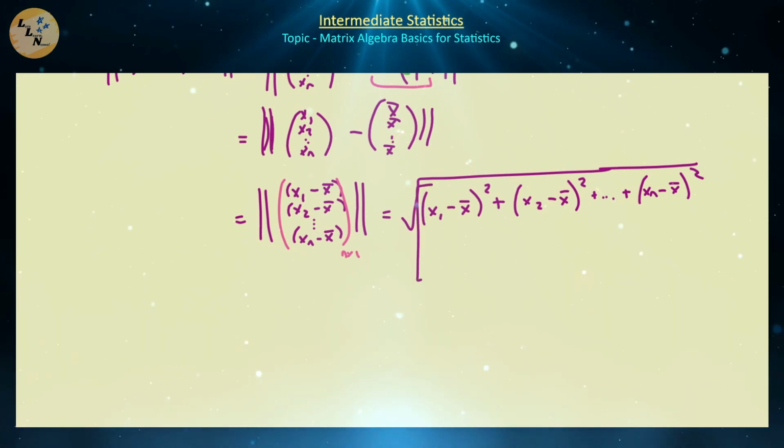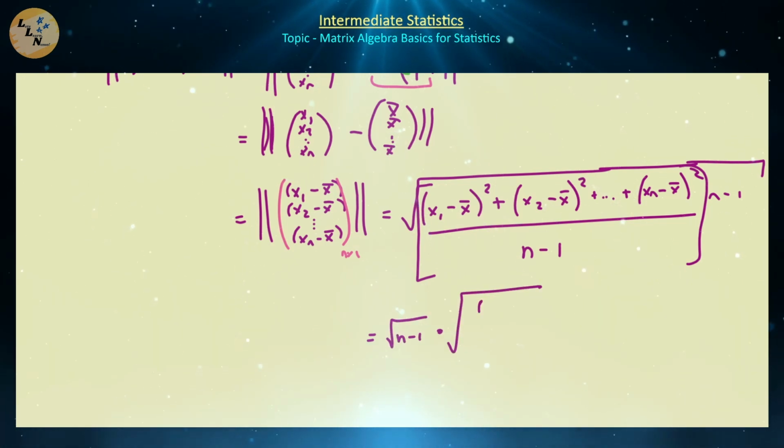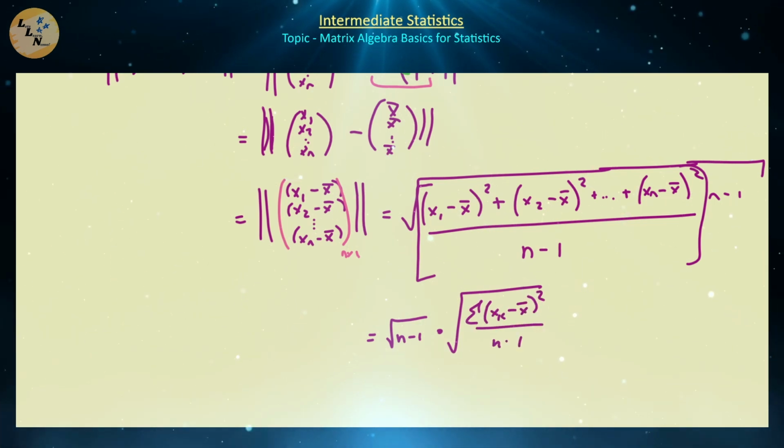For example, if we put a little bracket here and divide by, for example, n minus 1, and we multiply the top by n minus 1, then what we have here is just going to be equal to the square root of n minus 1 times the square root of the sum of xk minus x bar, the quantity squared, all divided by n minus 1, which is just a fancy way of saying the standard deviation of that data set, right?